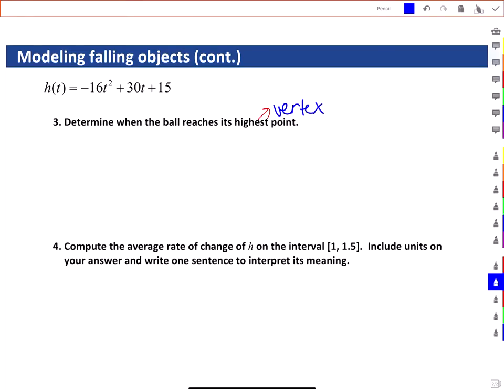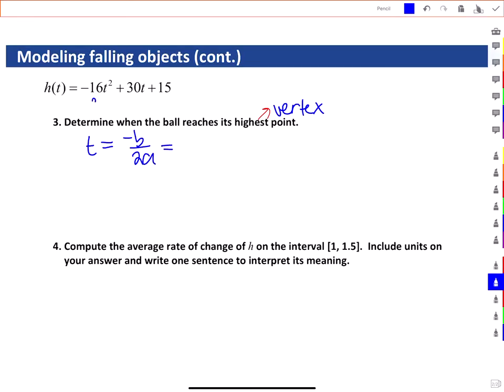What's happening at the vertex? Okay, this doesn't say exactly or approximating, but since we did it on the graph last time, let's do this one using algebra. So that means my t is going to be... does anybody remember that vertex formula to figure out my input value?